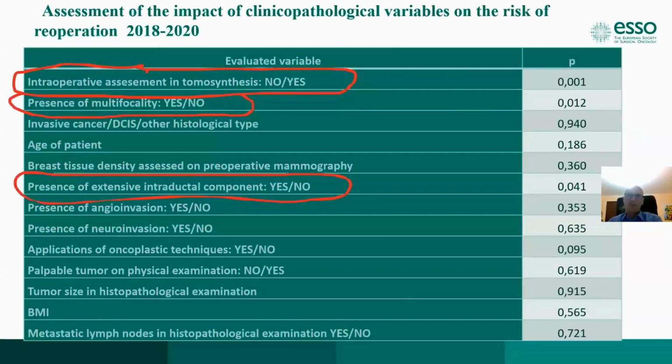So for patients operated on between 2018 and 2020, we analyzed which factors influenced the risk of reoperation due to involved margins. And the results that we have obtained are presented in this table. Please note that the lack of intraoperative tomosynthesis evaluation, the presence of multifocality, and also the presence of an extensive intraductal component in our material were factors that were statistically significantly associated with the risk of reoperation due to involved margins.